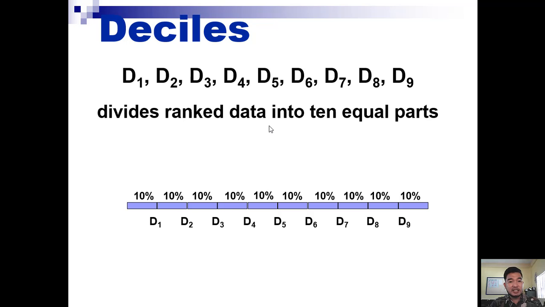And then the last one is deciles. Again, sa quartile kanina, hinati natin yung set of scores into 4. Sa percentile, hinati natin yung set of scores into 100. Sa deciles, hinahati natin yung set of scores into 10. Ayan. Ito yun, no? Yung 10. So, dito yung D1 or first decile, second decile, third decile, fourth decile, fifth decile hanggang sa ninth decile. Because 10th decile is the last number.